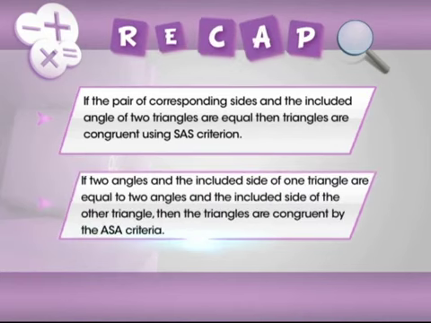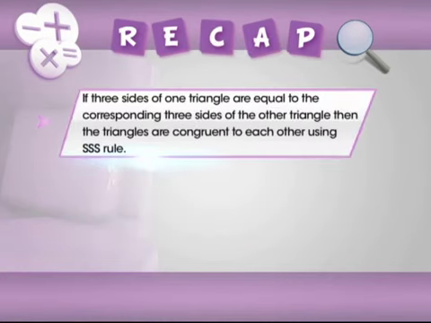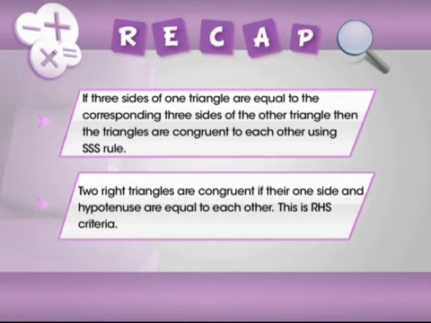If two angles and the included side of one triangle are equal to two angles and the included side of the other triangle, then the triangles are congruent by the ASA criteria. If three sides of one triangle are equal to the corresponding three sides of the other triangle, then the triangles are congruent to each other using SSS rule. Two right triangles are congruent if their one side and hypotenuse are equal to each other. This is RHS criteria.